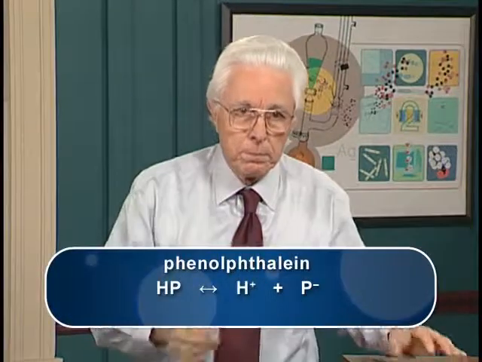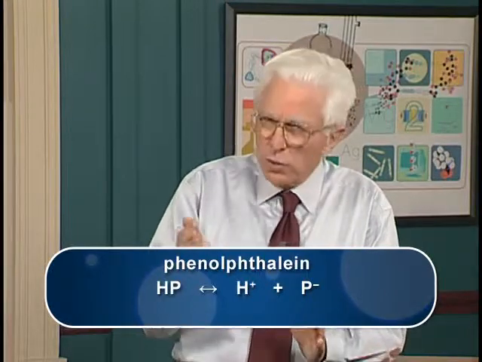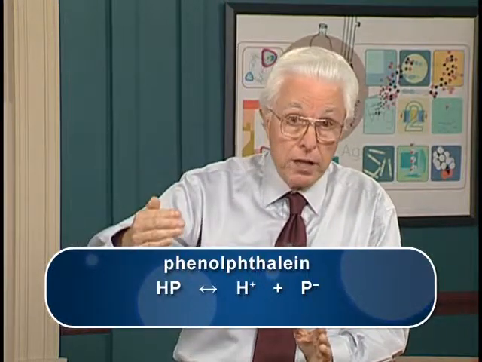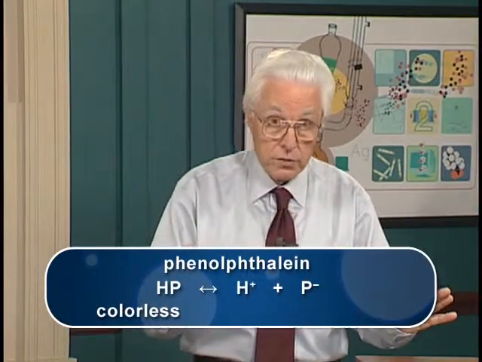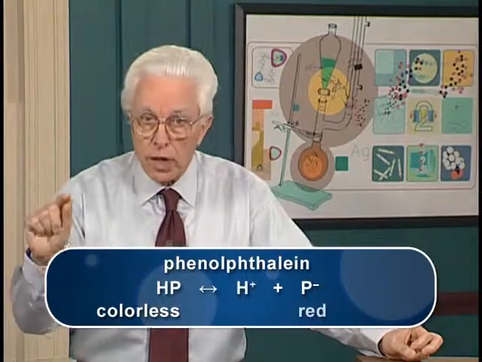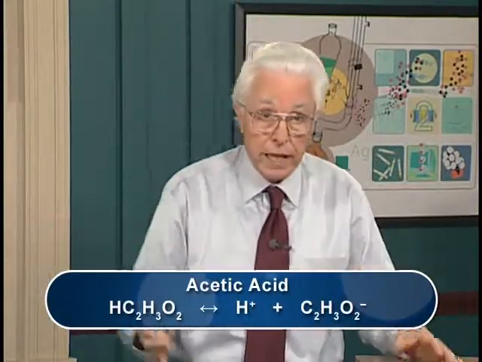Its actual structure isn't important, so we'll just represent it with the molecular formula HP. Since it is a weak acid, we know that it ionizes to a small extent to form H+ and P-. The HP molecules are colorless, but the P- ions are red. But other than this different color thing, phenolphthalein really isn't any different than any other weak acid that we've talked about. It just ionizes like our classic example, acetic acid.